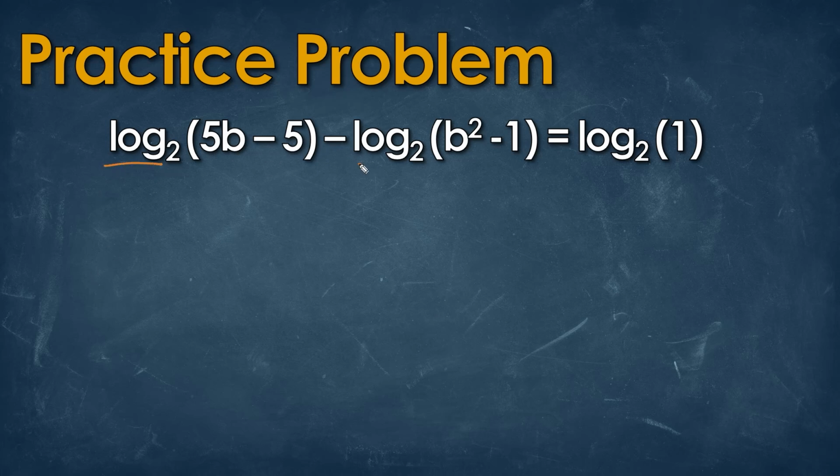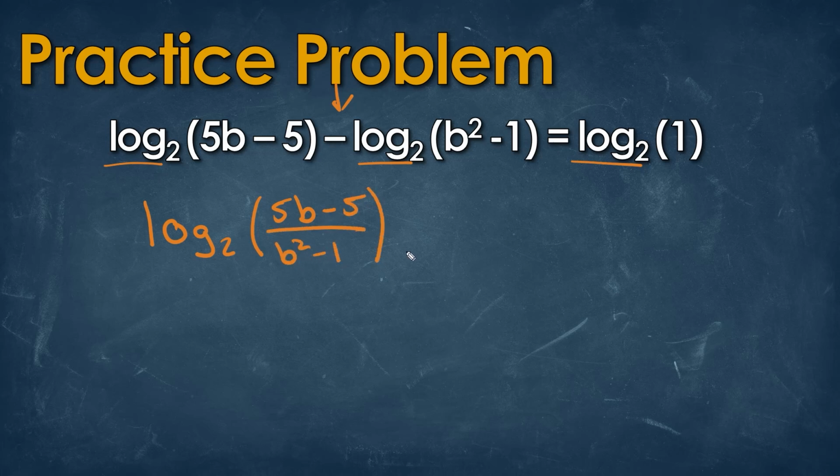So it looks like we have log base 2 for all instances of our log. And we have a subtraction sign here. So what that's going to mean is that we're going to take log base 2 and convert it into a quotient, where we'd have 5b minus 5 over b squared minus 1, and that's going to be equal to log base 2 of 1 on that side. Removing the log, we can actually factor out this 5 from the top, so we get b minus 1, and at the bottom we'd have b minus 1 times b plus 1 is equal to 1.